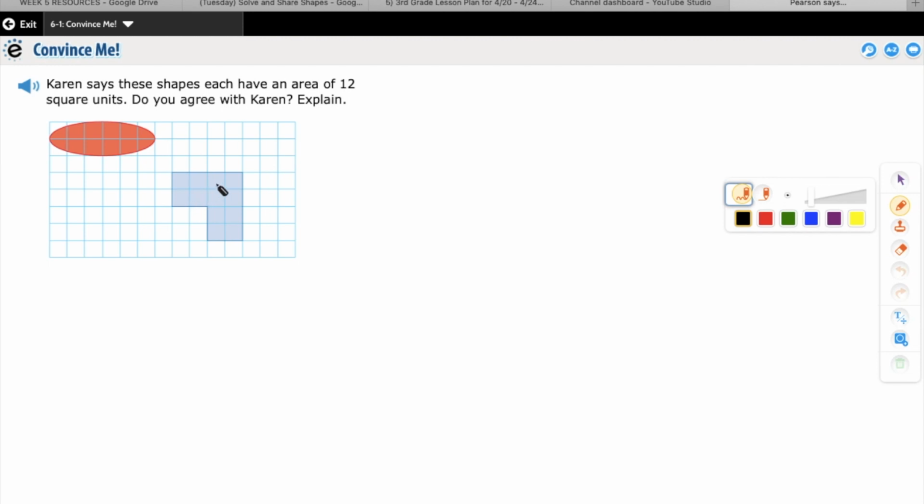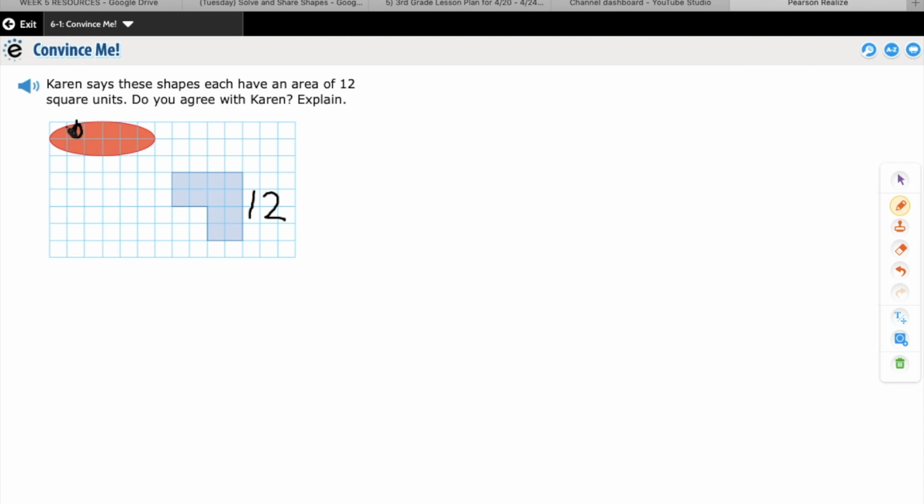1, 2, 3, 4, 5, 6, 7, 8, 9, 10, 11, 12. So we know that the blue one is right. But then let's go ahead and do the circle. So this one is going to count as a full square. So actually I should make that a 1, 2, 3, 4, 5, 6, 7, 8.